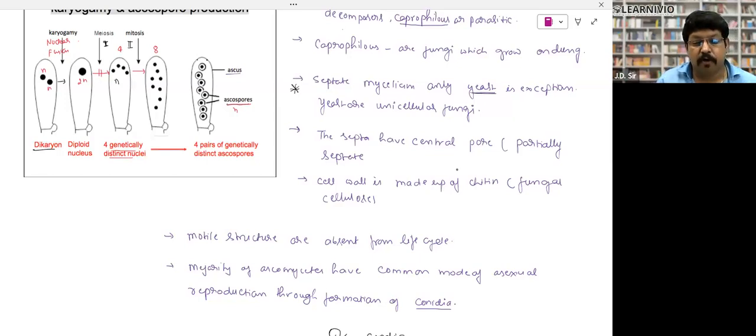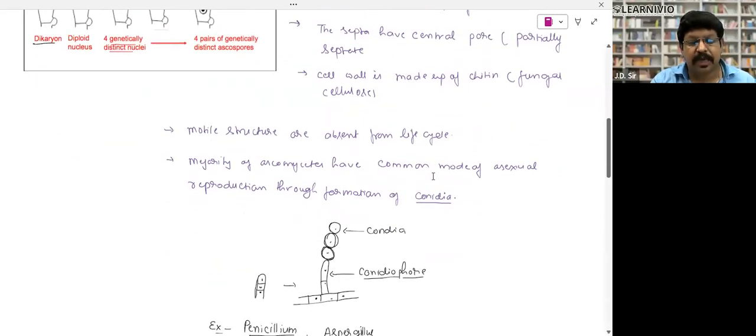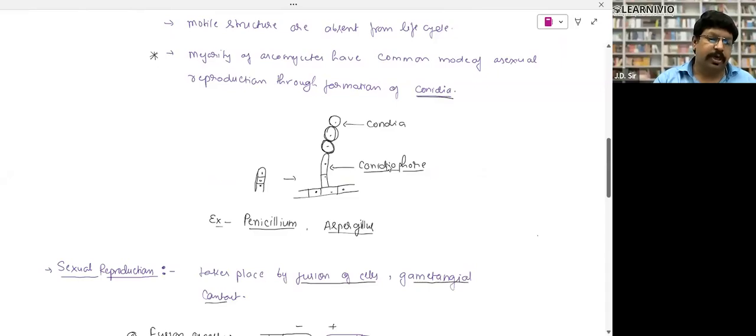Cell wall is made up of chitin, which is nothing different from what is called fungal cellulose. Motile structures are absent in the life cycle. The majority of Ascomycetes have a common mode of asexual reproduction through conidia, right? This is important. Conidia are spores on branches called conidiophores. One upon another, there is a conidium, right?